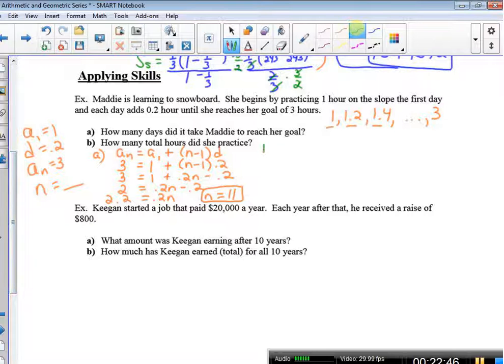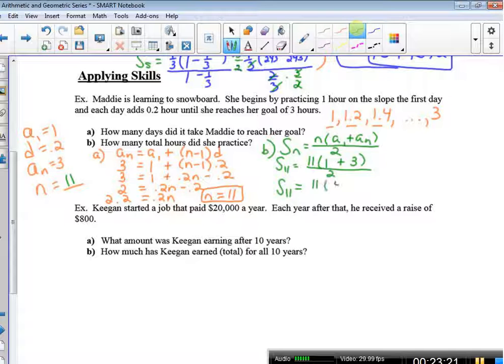For part B, how many total hours did she practice? This is asking for the sum. So S sub n equals n, because it's arithmetic, times A sub 1 plus A sub n divided by 2. So we are looking for the sum now of 11 terms. So it's 11 times, now we know n is 11. A sub 1 is 1. A sub n we know is 3, divided by 2. So the sum of all 11 terms is 11 times 4, or 44 divided by 2, which is 22.